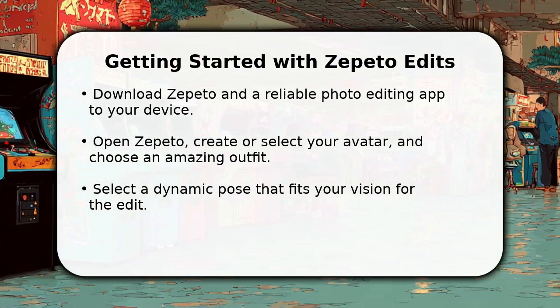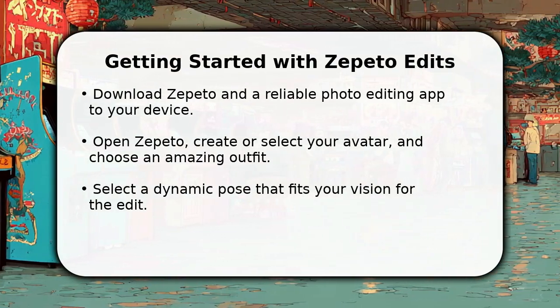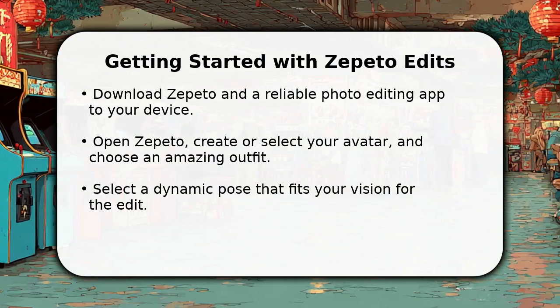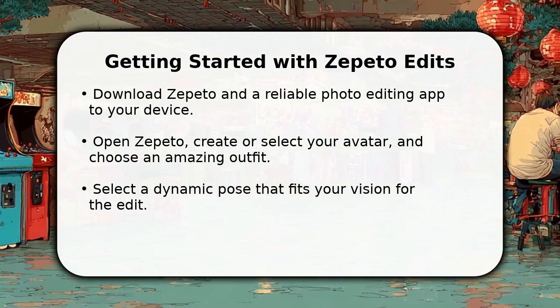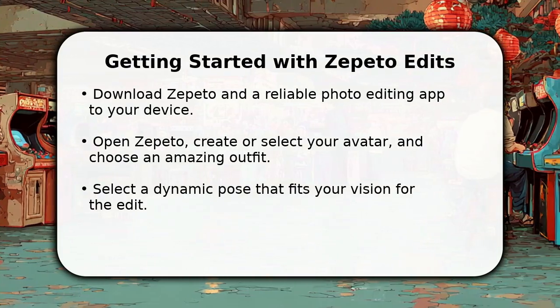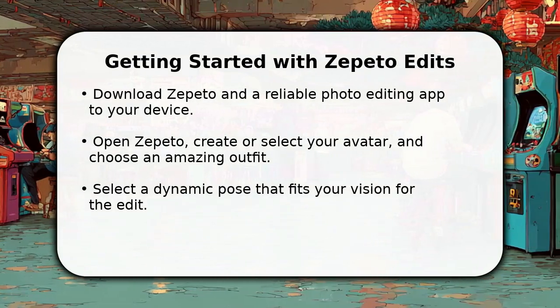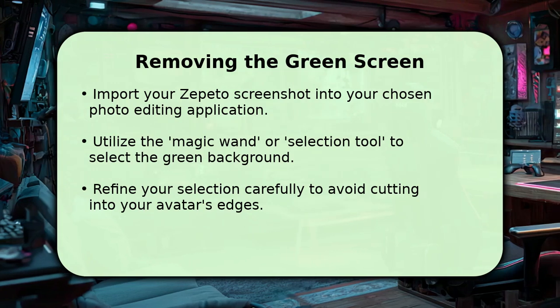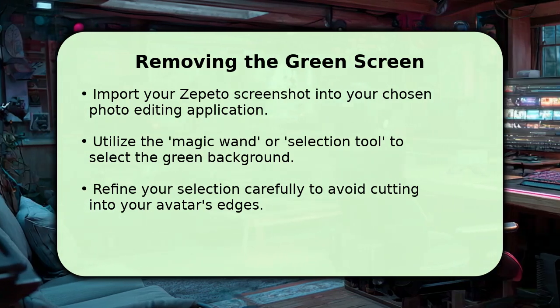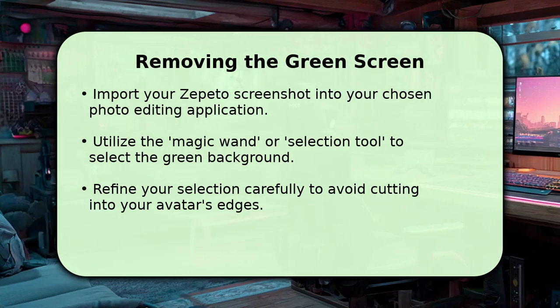Find the green screen background option within the app and capture a high-quality screenshot of your posed character. This screenshot will be our starting point for all the fun editing ahead, giving us a clean image to work with. Now, open your preferred photo editing application and import the Zepeto screenshot you just took.